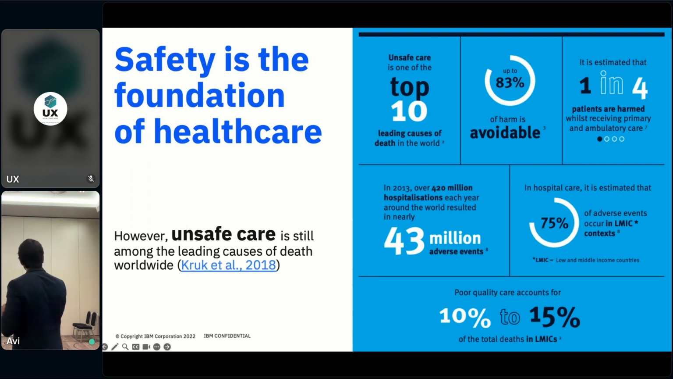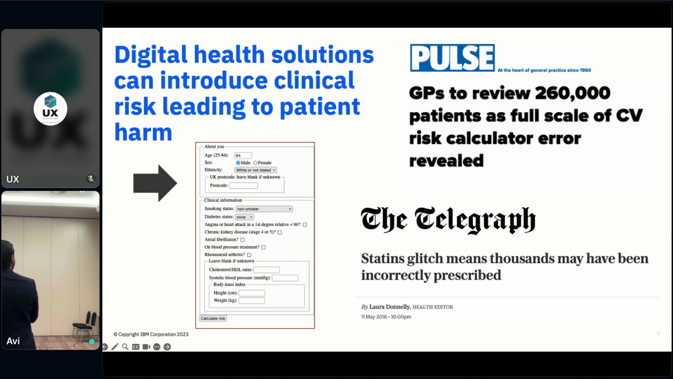But the sad thing is, unsafe care is still one of the leading causes of death worldwide. And incidents like that still happen today. And if you look at some of the stats around unsafe care and adverse events, they're pretty shocking. So what does this have to do with digital health and health technology? Well, as we all know, in recent years, we've seen a rapid advancement in the design, development, and adoption of digital health solutions technologies. And they have significant potential to improve care and actually improve patient safety. However, they can also introduce clinical risks leading to patient harm.